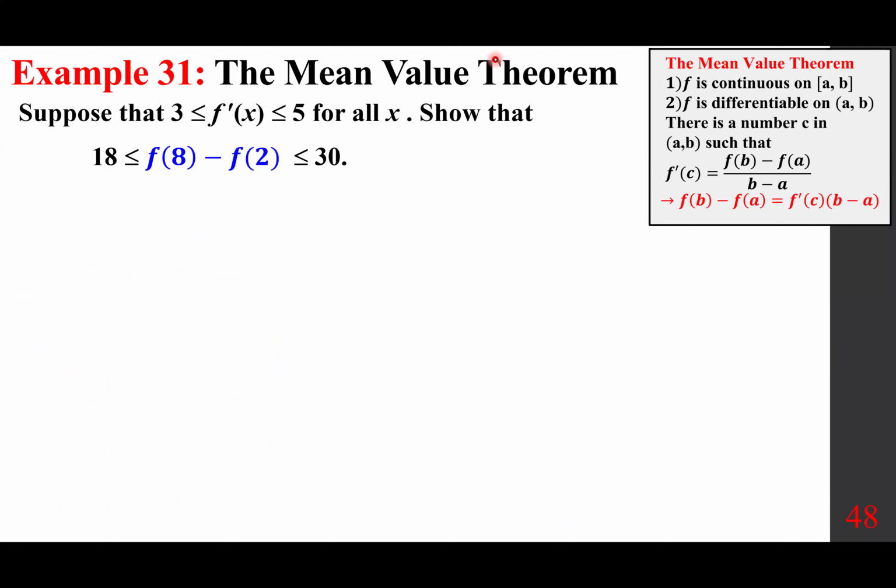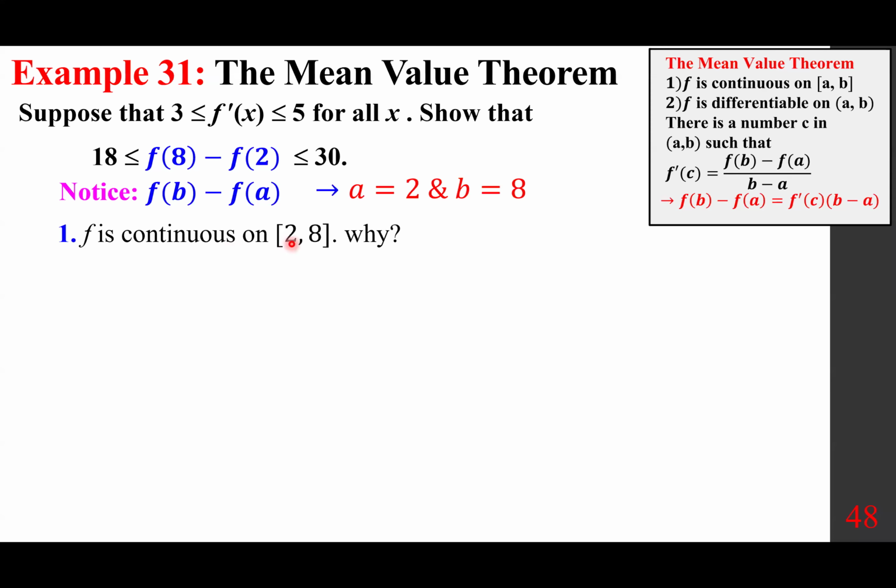All right, so to do so, the very first thing we notice, as far as the mean value theorem, is that this is like f of b minus f of a, and we are looking at this concept in essence. And if so, then a must be 2, b must be 8. So I'm going to claim f is continuous on the closed interval of 2 to 8, because a is 2, b is 8. And f is differentiable on the open interval of 2 to 8.